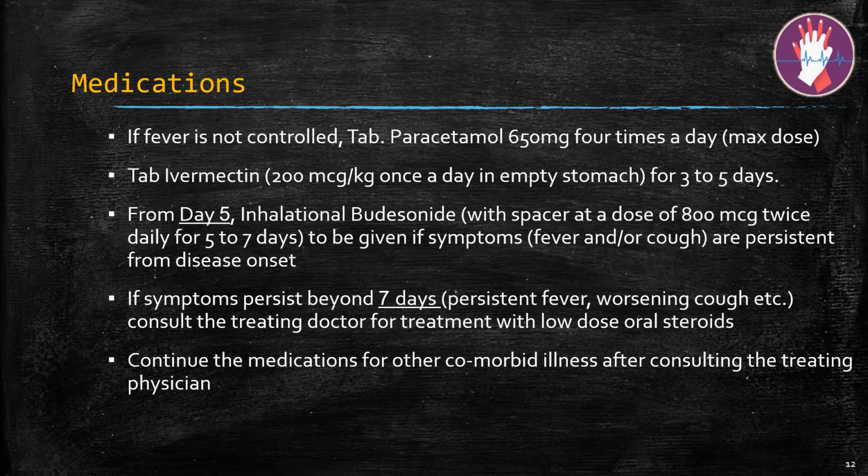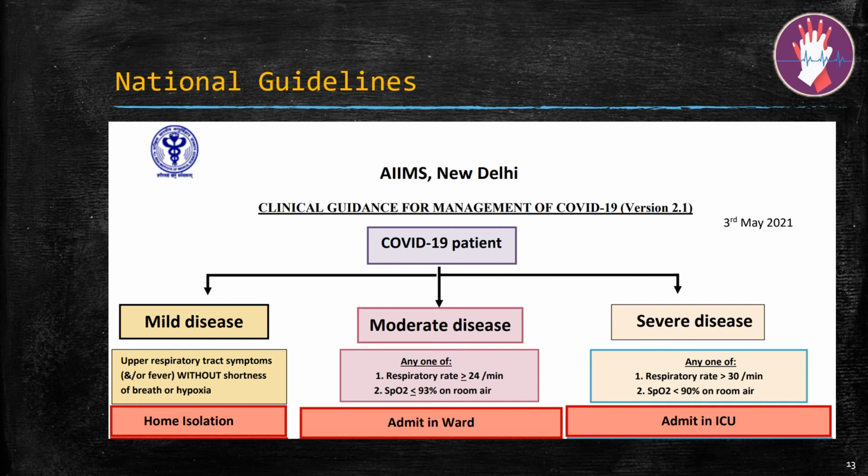So, just going through the national guidelines, as you can see, we divide COVID into three: mild, moderate, severe. For the mild category, it is home isolation. Moderate, they need to be in a ward with oxygen, and severe should be in a hospital where there is an ITU or an ICU, and preferably in an ICU bed.